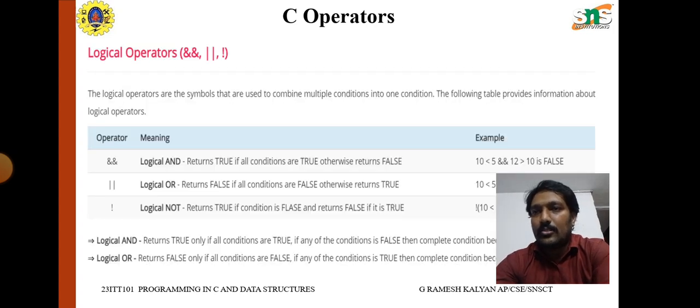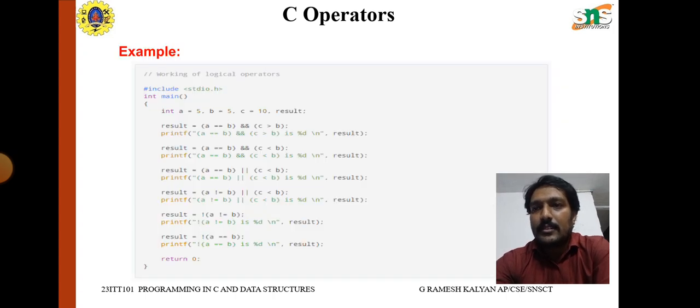And the next one is the logical operator. These logical operators have gates like logical AND, logical OR, logical NOT. If it is double ampersand, that is logical AND; double pipe is logical OR; and NOT is logical NOT. These are gate-oriented operators.